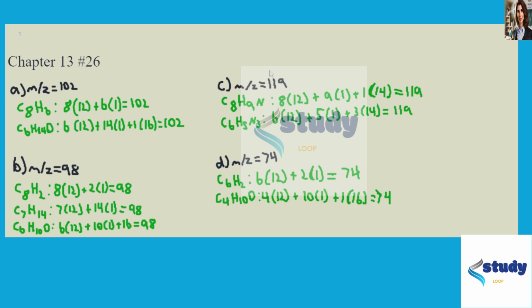For C, the M/Z equals 119. So remember that is an odd number, and that should indicate to us right away that there's probably at least 1 nitrogen, and an odd number of nitrogens in this molecule. And so my first answer has 1 nitrogen. My second answer has 3 nitrogens. And remember, odd numbers of nitrogens in a molecule are pretty much, I don't want to say always, but they are most likely going to be the answer, or involved in the answer, when you have a molecular ion that's an odd number.